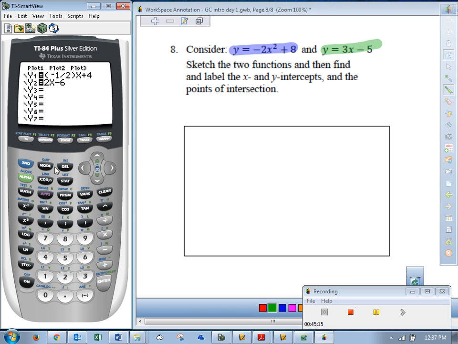So let's go to y equals and clear everybody out and start over. y1, -2x squared plus 8, down to the other one, 3x minus 5. Zoom 6 it, right? I feel that the standard window is going to work. Let's see if it does. There's your parabola. Oh, there's my line.